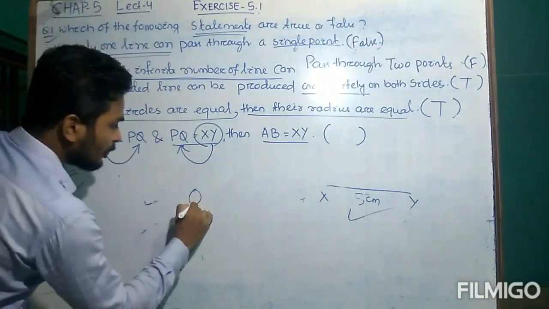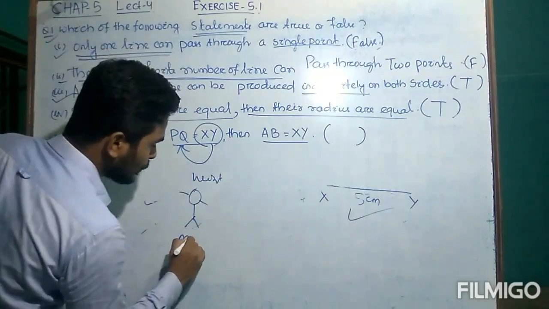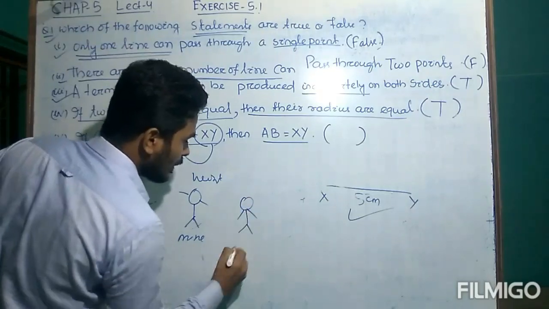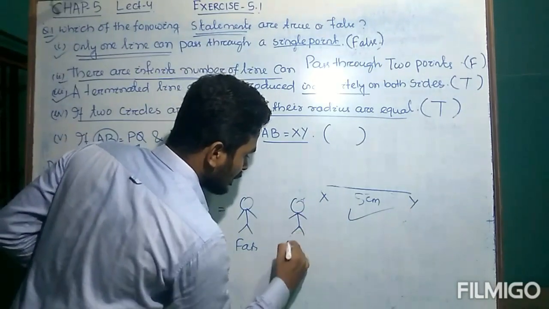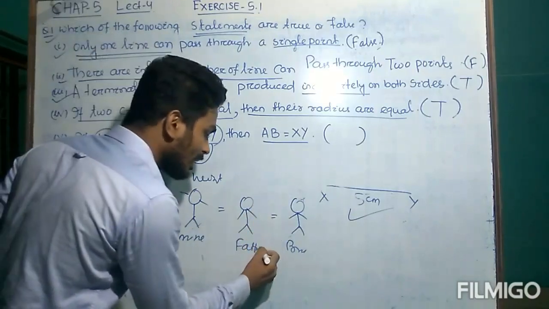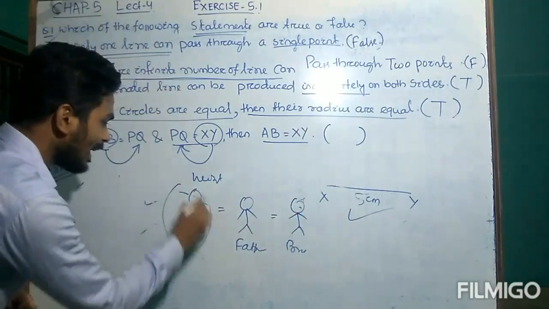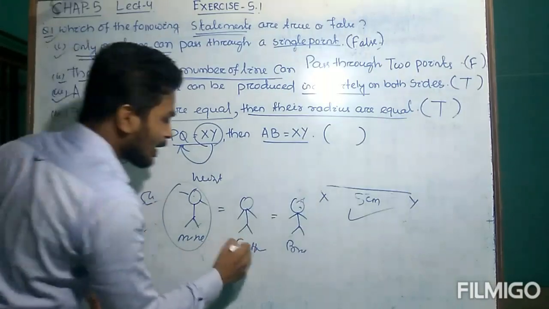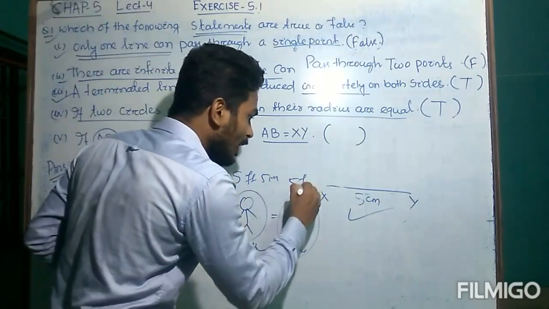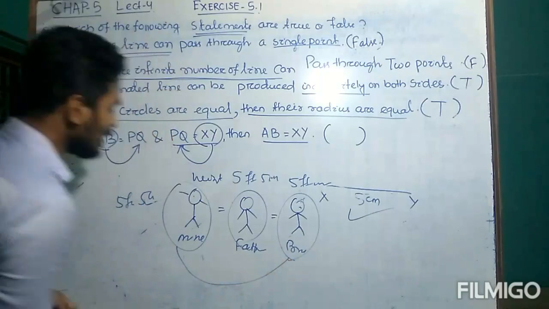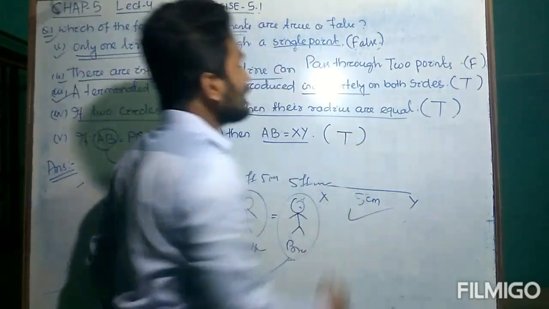If the height of myself is equal to the height of my father and the height of my brother is equal to the height of my father, then do my brother and I have the same height? Yes, we have the same height, because if my height is 5 feet 5 inch, then my father's height will be 5 feet 5 inch. My brother's height will be also 5 feet 5 inch. Then we get the conclusion that my height is equal to my brother's height. So this statement is also a true statement. So you can write it to be true.